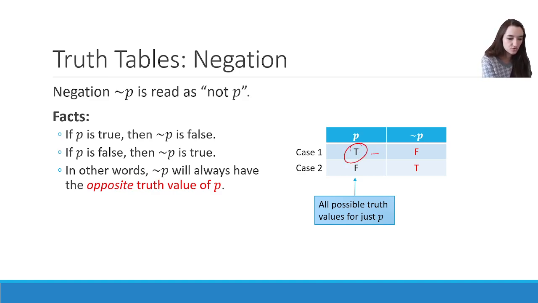So if P is true, the negation of P is false. If P is false, the negation of P is true. That's going to be true no matter what we're working with in our truth tables. Anytime we see a negation of a statement, we just take the statement's column and change all of the trues to falses and all of the falses to trues.